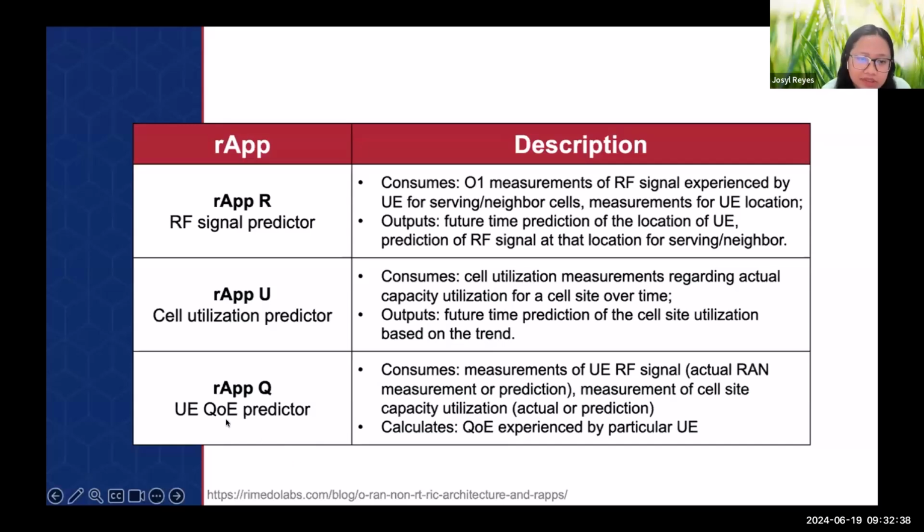And then itong another example is the user equipment quality of experience predictor. Now, when you say quality of experience, more on how good is the experience of the end user, you know, how delightful or how annoying yung kanilang experience. Yeah. So it would get the measurements of the RF signals, and then the cell site capacity utilization, and then check kung how good yung quality of experience. They can define ano ba yung quality of experience. Is it a factor of the RF signal, of the bandwidth, and things like that.